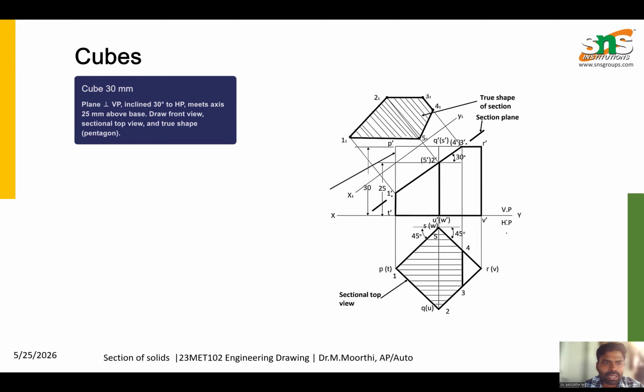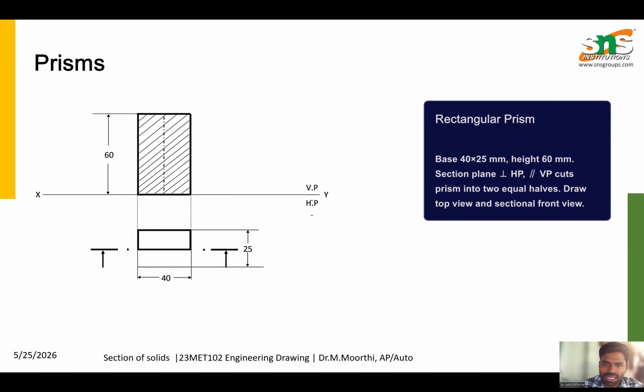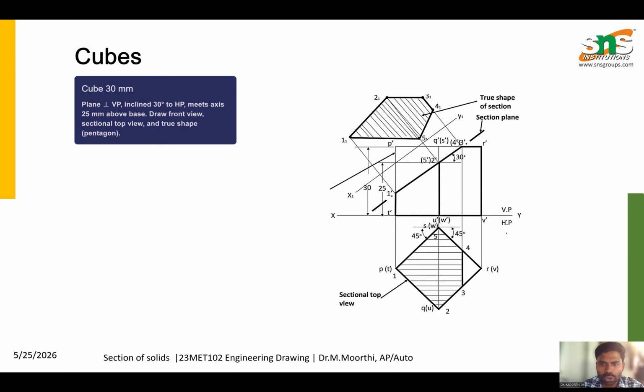Similarly, here we have another one, a cube. The condition is a plane perpendicular to VP, inclined 30 degrees to HP, meeting the axis 25 millimeters above the base. So here the section plane is perpendicular to VP and inclined 30 degrees to HP. In the previous case we used the rectangular prism, but here it is a cube, with all sides equal and a height of 30 millimeters.